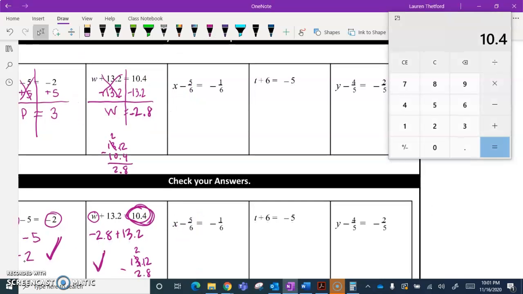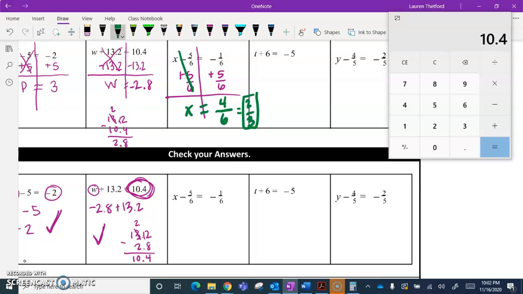All right, the next one, draw a line down the equal sign. We have subtraction, so we're going to add 5/6 to both sides. These cancel each other out. So I have x equals, and then they both have the same denominator, so I'm going to keep my denominator. And then I have -1 plus 5, which is 4. And that's equal to 2/3.